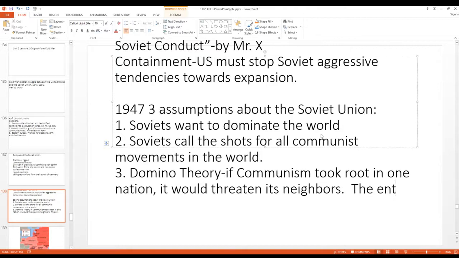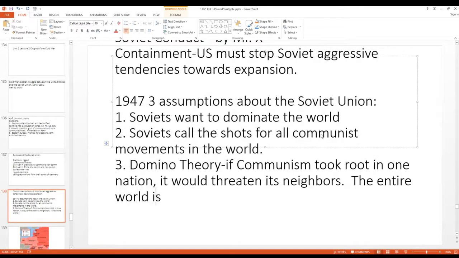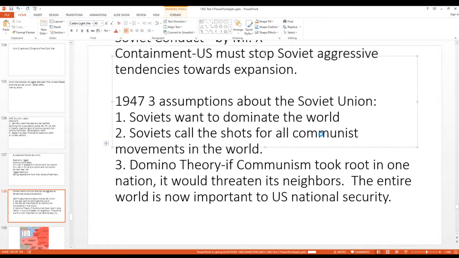Because of this belief, the entire world is now important to U.S. national security. And so that's going to lead us to some fun places in various parts of the world where, without the domino theory, the U.S. really wouldn't have cared who or what was going on anywhere.